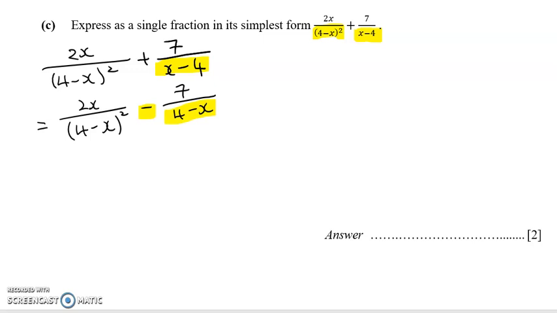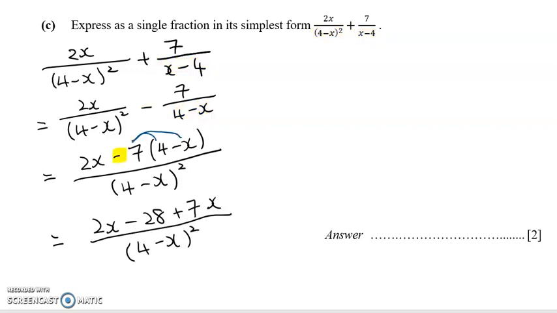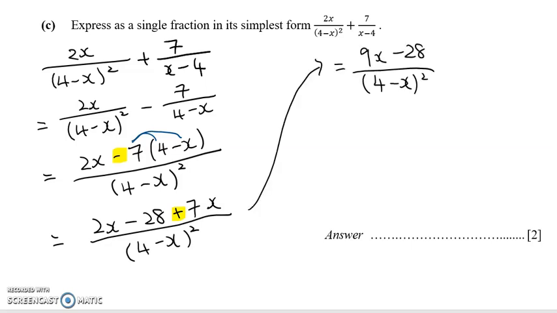Then we will go on to change to a common denominator, 4 minus x, the whole thing squared. And we will get this when we combine the two fractions into one, since they now have the same denominator. Then we will go on to simplify the answer. We need to be careful in our expansion because we have negative 7 multiplied by 4, negative 7 multiplied by negative x, which will give us a positive 7x here. Then we have our final answer, 9x minus 28 over 4 minus x, the whole thing squared.